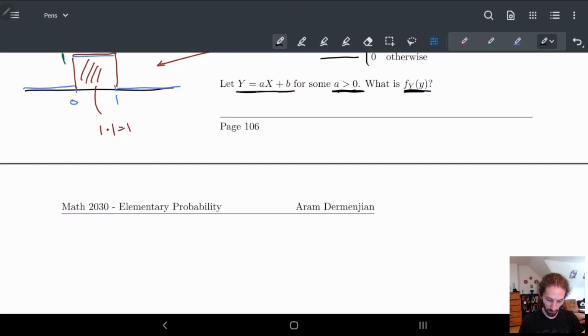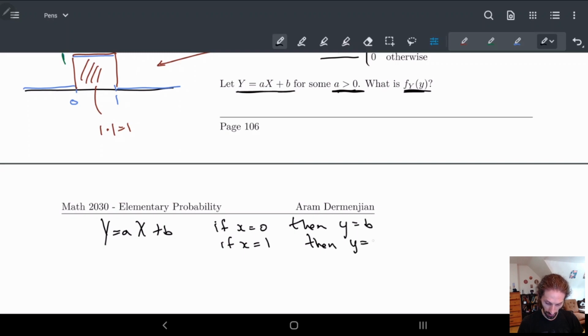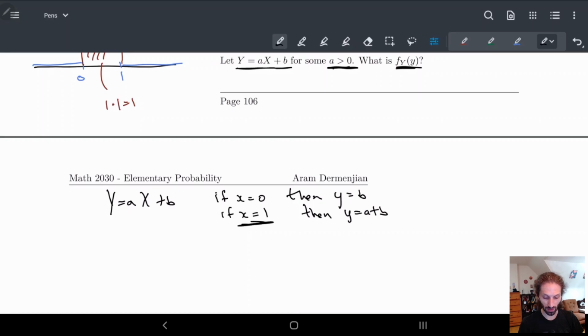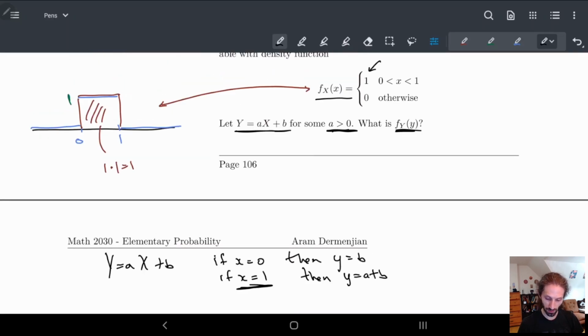This formula, y equals aX plus b, tells us basically, for example, if X is equal to 0, then Y is equal to b, right? If X is equal to 1, then we get Y is equal to a plus b. Now, why am I choosing X equal to 0 and 1? It's because of this range here.